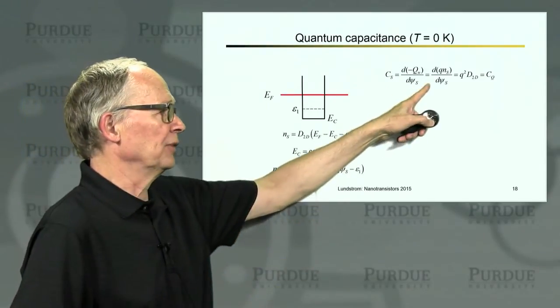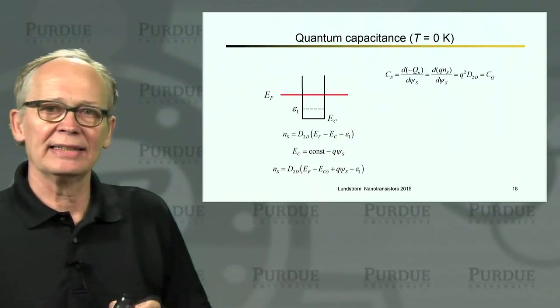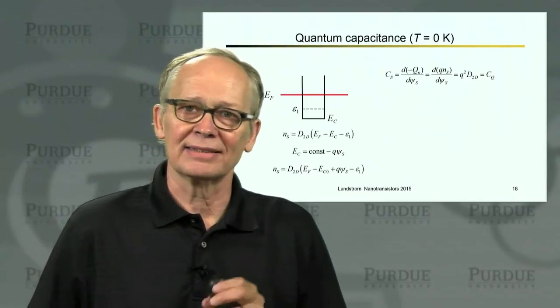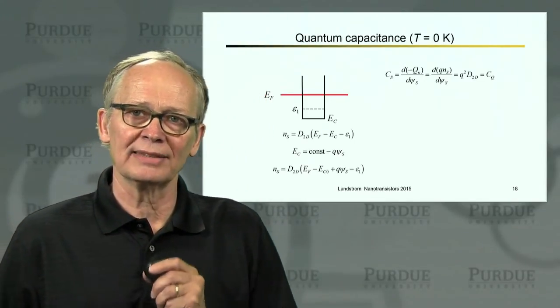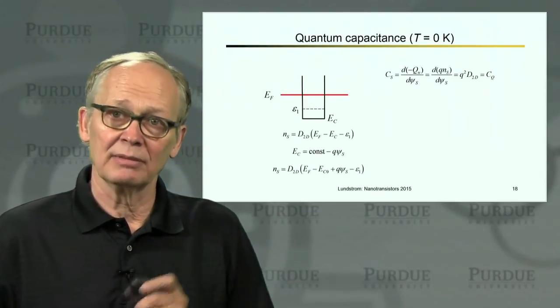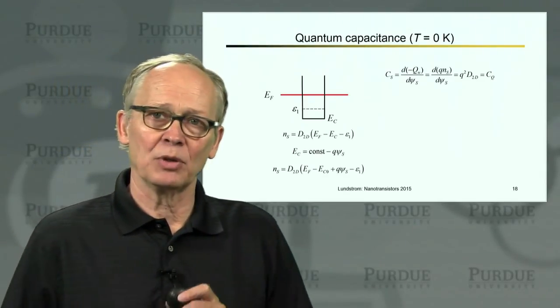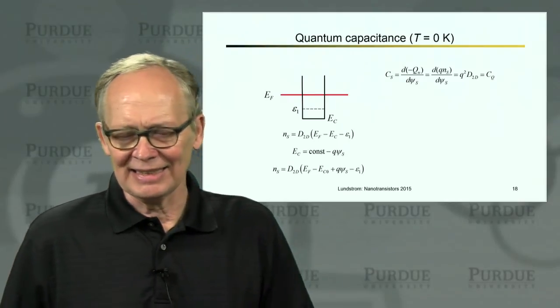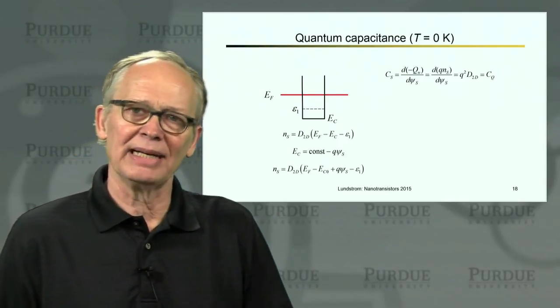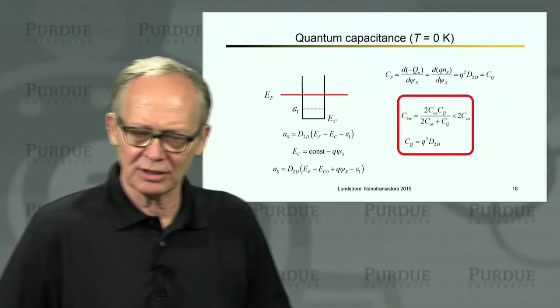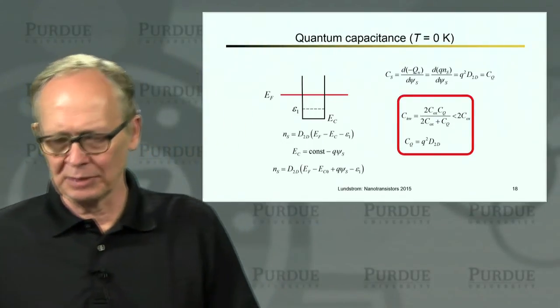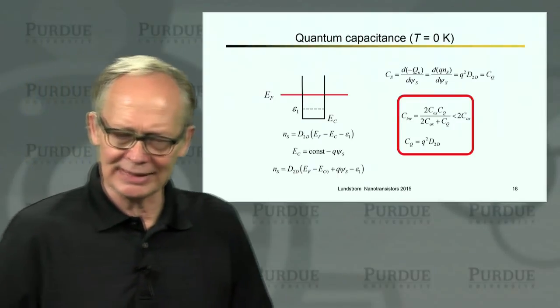I just do this differentiation, and what you find is that in this case, the semiconductor capacitance is Q squared times the two-dimensional density of states. And that's what we defined earlier. That's what people call the quantum capacitance. It's a name for the semiconductor capacitance in this particular case. In more complex structures, the semiconductor capacitance can be a little bit more involved. But that's the basic message.